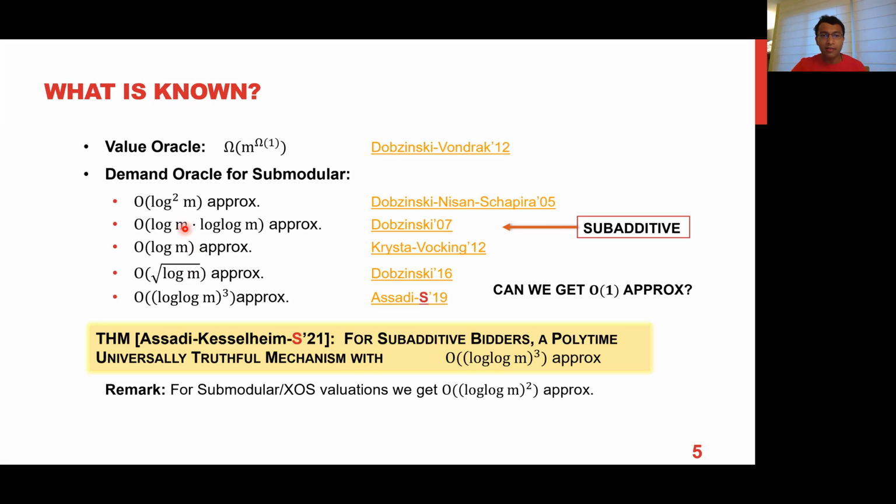That's why we were stuck here. So our main result in this work is that for subadditive bidders, we can get in polynomial time a truthful mechanism, which gets a log M cube approximation. So we basically exponentially improved this result of Shahar-Dubzinski from log M to log M cube. As a remark, we also slightly improved the work for submodular bidders, where we shave off one of the log M's, bringing the cube down to a square. But our main contribution in some sense is for the subadditive bidders, because the prior techniques didn't extend there.